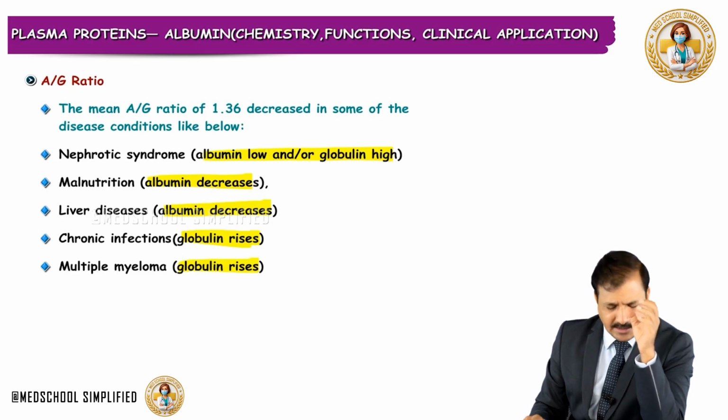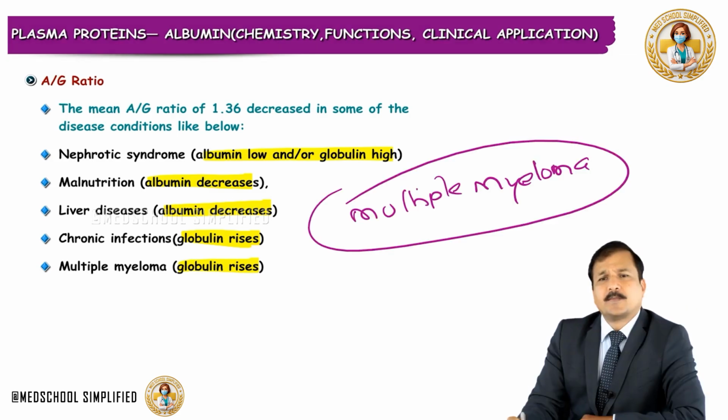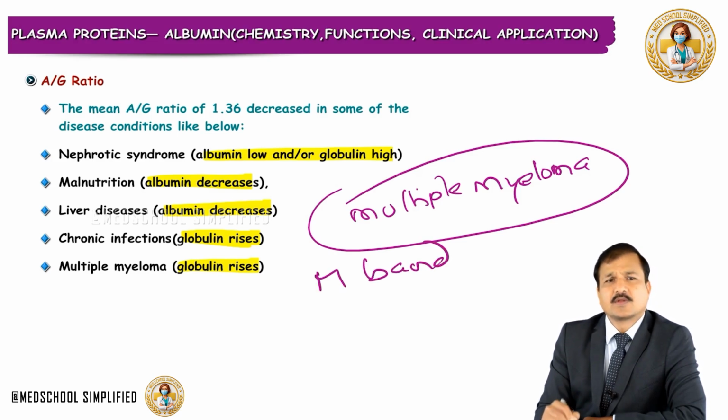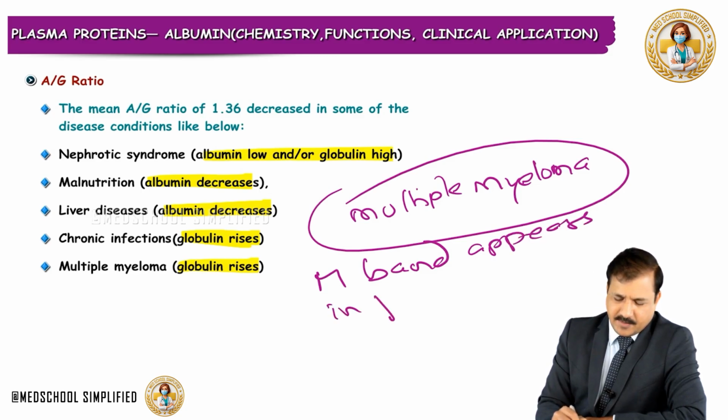Also note that an abnormal electrophoretic pattern can be seen in conditions like multiple myeloma, where a sharp, distinct M band appears in the gamma globulin region.